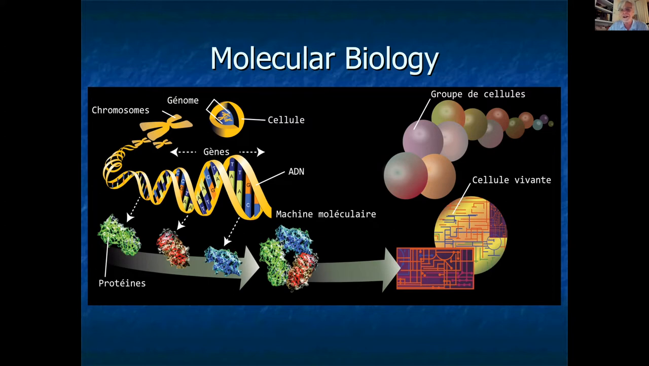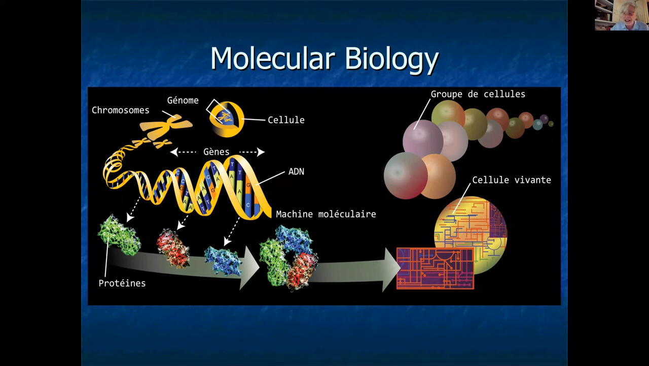And the property of those bases is that the A is always joined to a T, as we see here. And the C is always joined to a G. And the long string of DNA constitutes all the instructions to make the cell work. The main constituents of the cell are proteins.